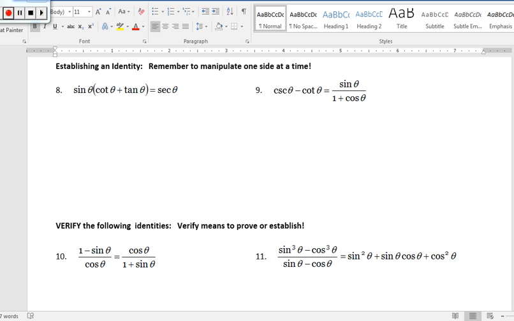I'm looking at this. I'm not really sure where I want to go with this. So I'm going to just first change everything into sines and cosines. That's usually my first go-to step. So cosecant's really 1 over sine theta. Cotangent is cosine theta over sine theta. Since they do have a common denominator, we can go ahead and write that as one term over that common denominator.